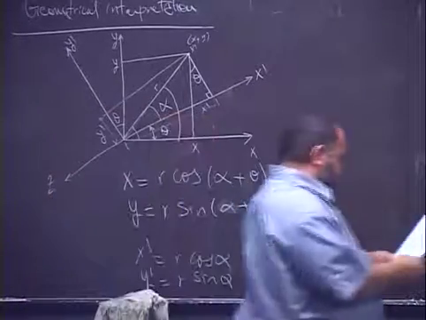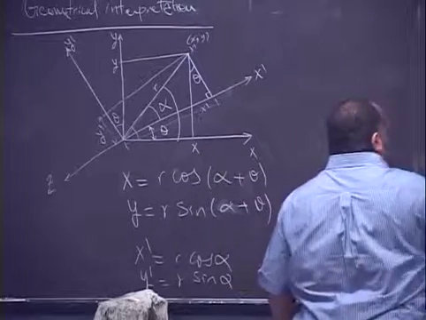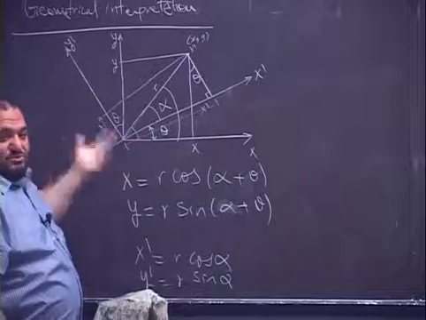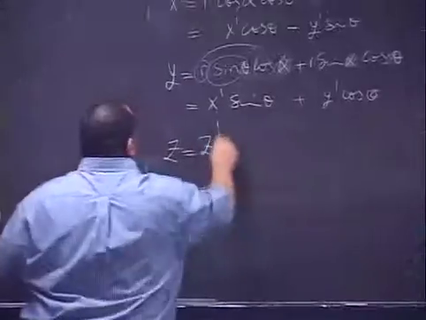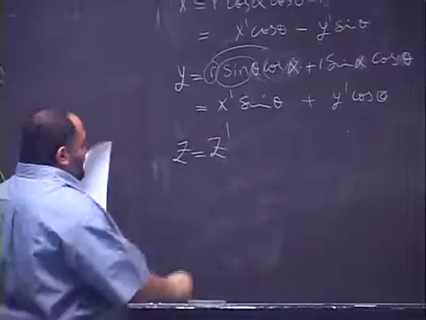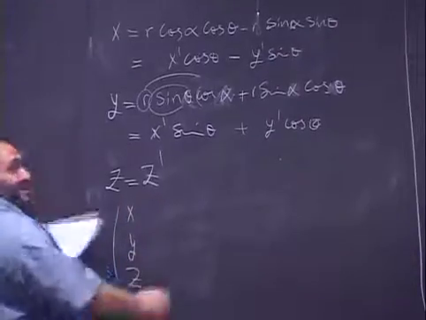So what about z? Do we do anything in the z direction? So z prime should be z, or z should be z prime. Can we write this in a matrix format? x, y, and z in a matrix format.